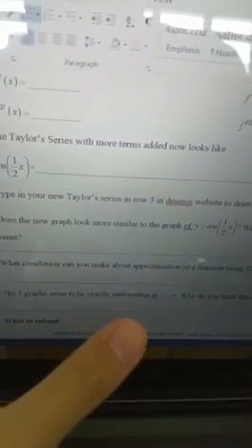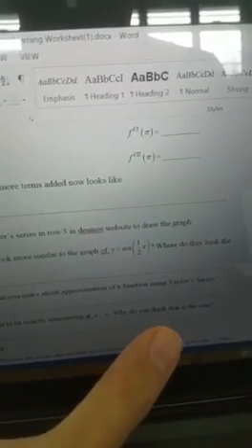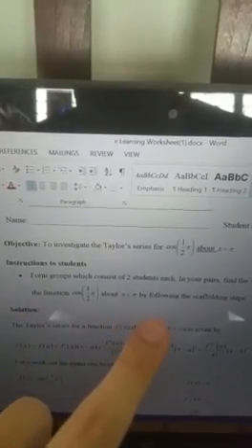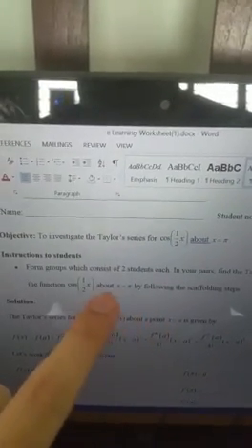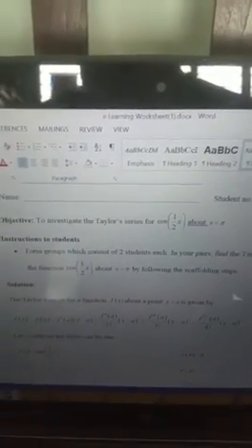So the last question is, the 3 graphs seem to be exactly intersecting at x equals to pi. Why do you think that this is the case? So looking back, they have mentioned that find the Taylor series for the function cosine half x about x equals to pi. So they mentioned x is equals to pi. So that's why the graph should be intersecting at x equals pi. Yeah, that's all.